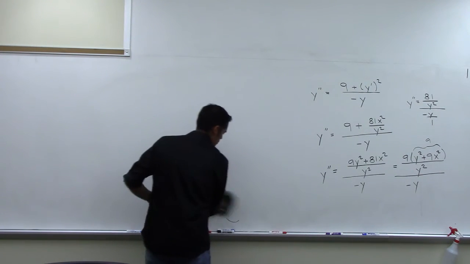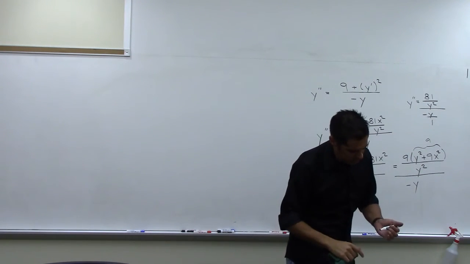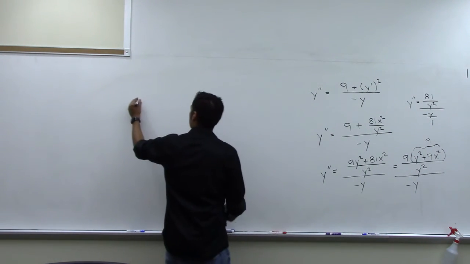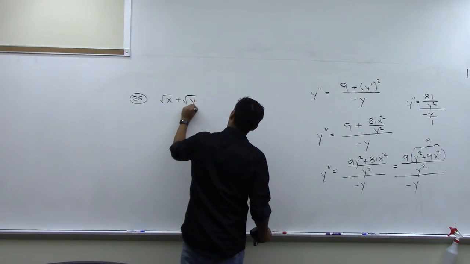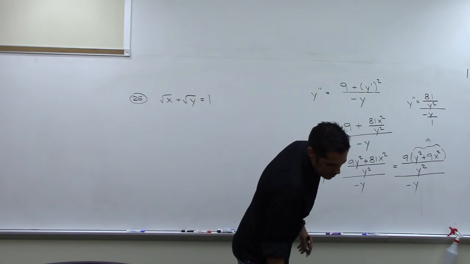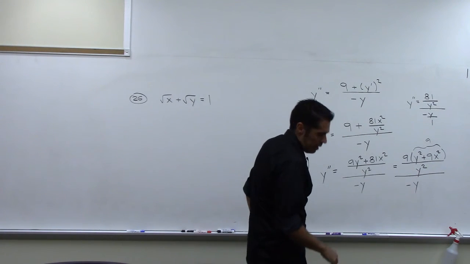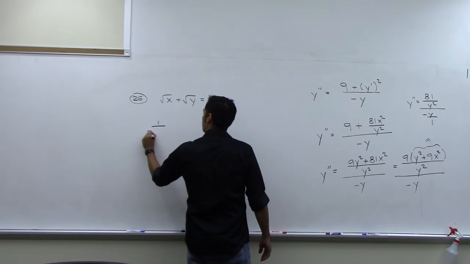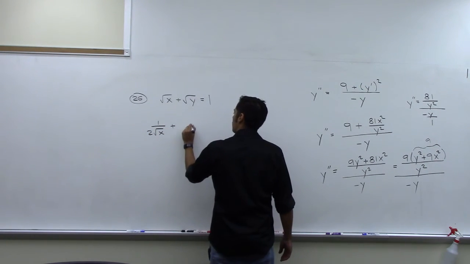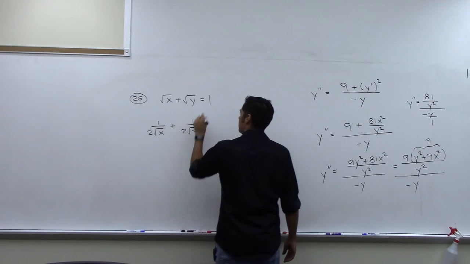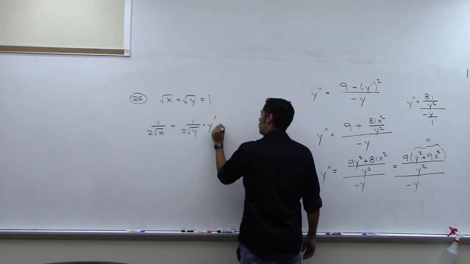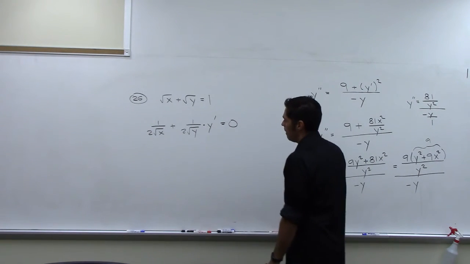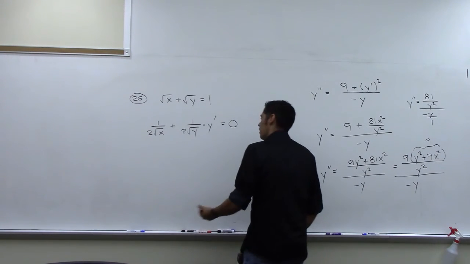Okay, I'm going to let you do 27 and 29 on your own. I'll do 26, trying to find y double prime. Square root of x plus square root of y equals 1. All right, here we go. Derivative of root x, 1 over 2 root x, plus derivative of root y is 1 over 2 root y. However, you have to take derivative of what's inside, and derivative of that is y prime. So there's your chain rule, equals 0. All right, I do not like this, because I have to take derivative again.